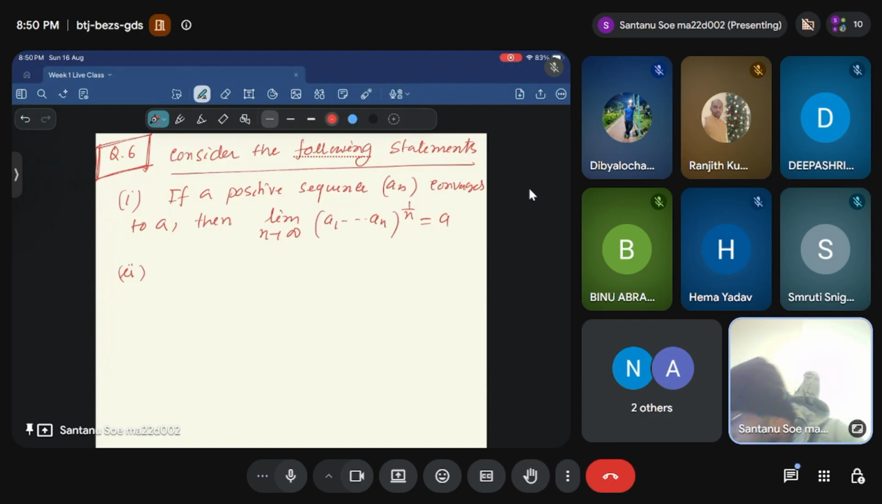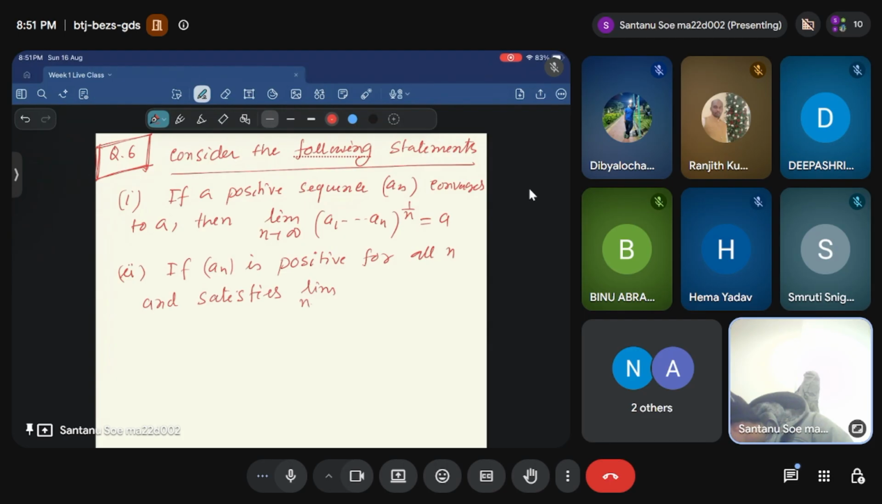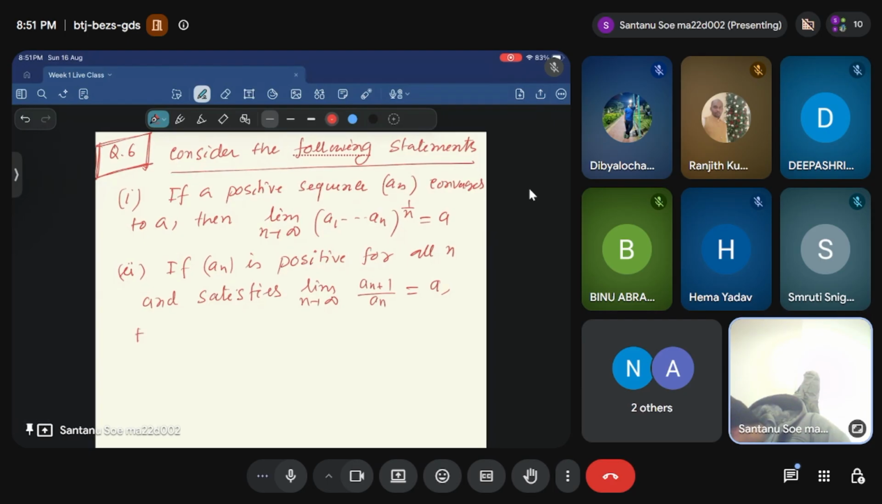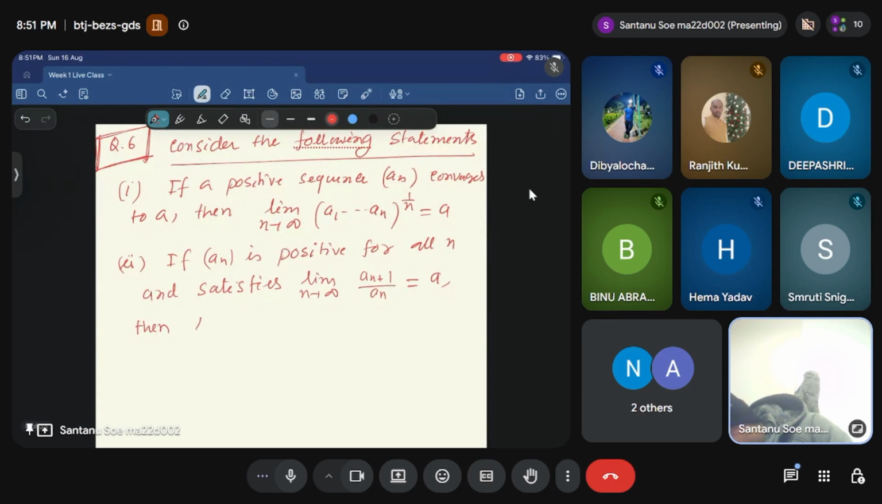The second option is, if an is positive for all n and satisfies limit n tends to infinity of a(n+1) by an equals A, then limit n tends to infinity of (a1 up to an) to the power 1 by n is also A.